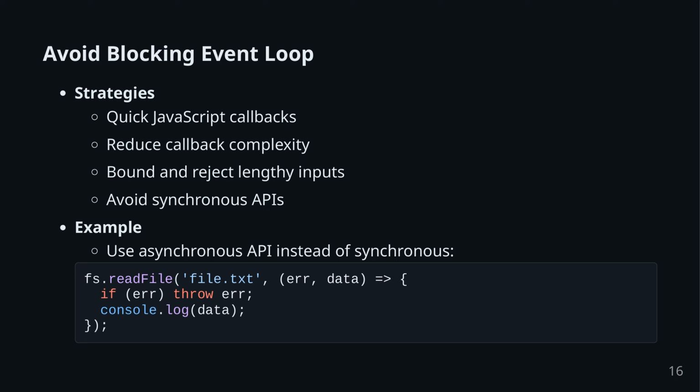Here's a concrete example to illustrate this concept. Instead of using a synchronous file read operation, you can use an asynchronous one. JavaScript fs.readFile file.txt, if console.log data. This approach ensures that the file read operation does not block the event loop, allowing your application to remain responsive. By incorporating these strategies, you can significantly improve the efficiency and user experience of your JavaScript applications.